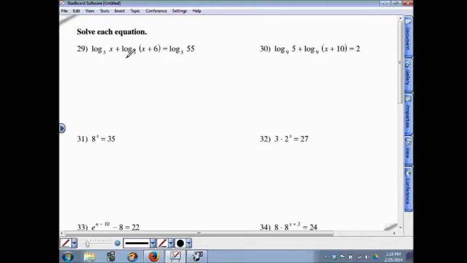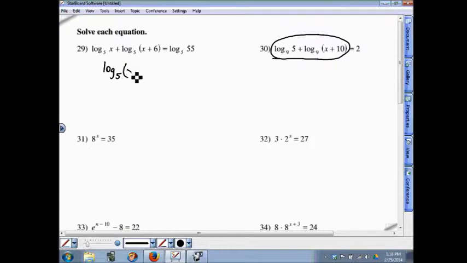These are different types of problems because they have multiple logarithms. So this, for example, needs to be condensed into one logarithm. Same with this. This expression needs to be condensed into one logarithm. So the two logarithms have the same base. That's important. There's a plus sign between them. That means when we condense, these two expressions multiply.